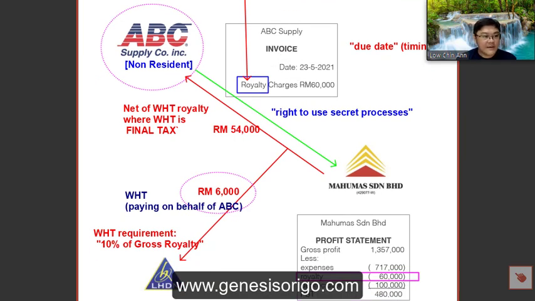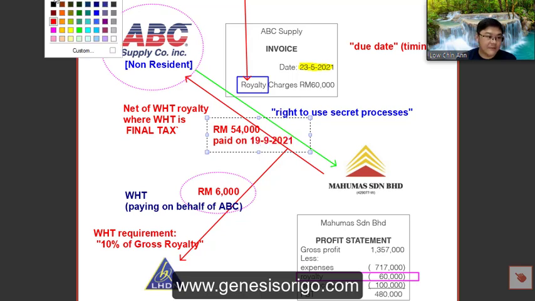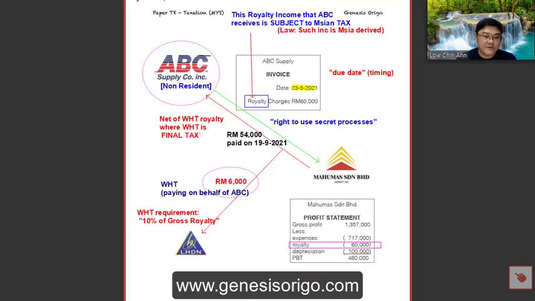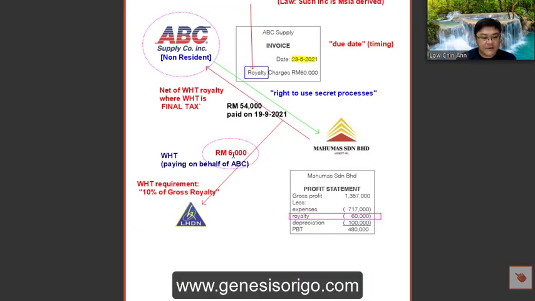So don't follow the date of the invoice because it's not important. You understand? I can give you a question and say, okay, the invoice is on the 25th of May, all right? But the question now is, when will you send the money? So let's say you paid on 19th of September 2021. Assuming that is the date you're using, now if you paid on 19th of September, then this 6,000, you have to remit by 19th of October 2021 at the latest. You follow? That's the last date this money must reach the Inland Revenue.